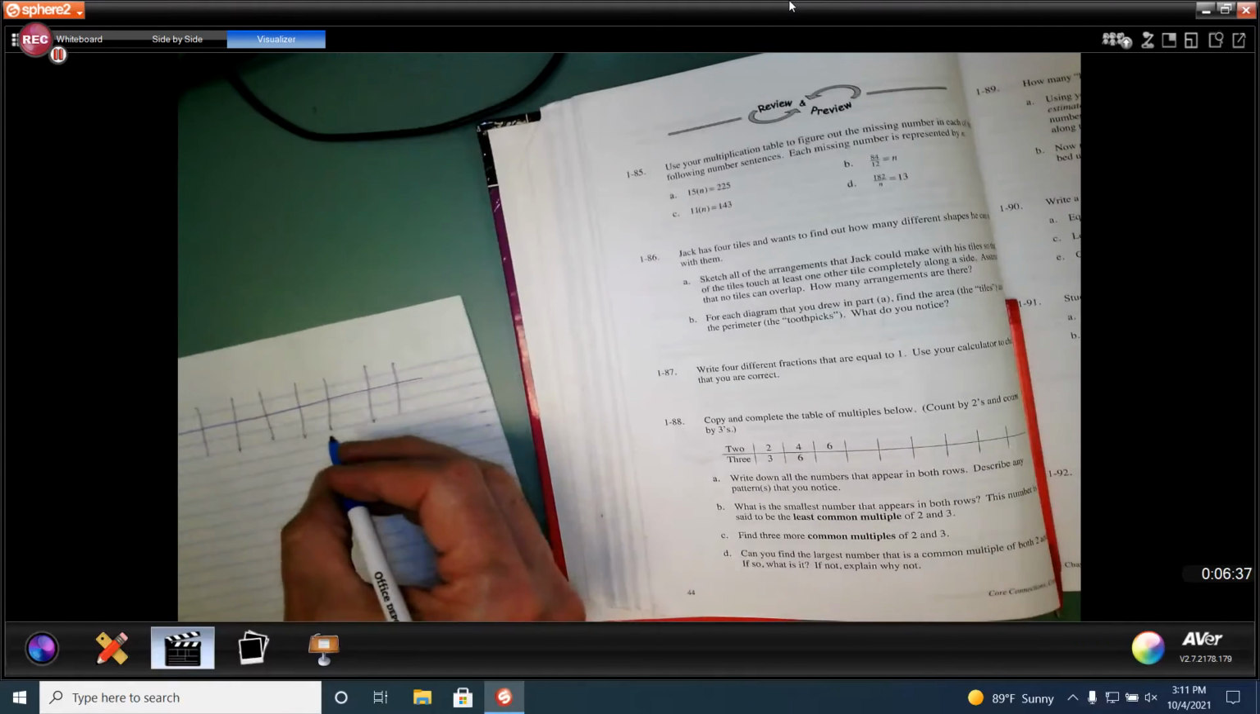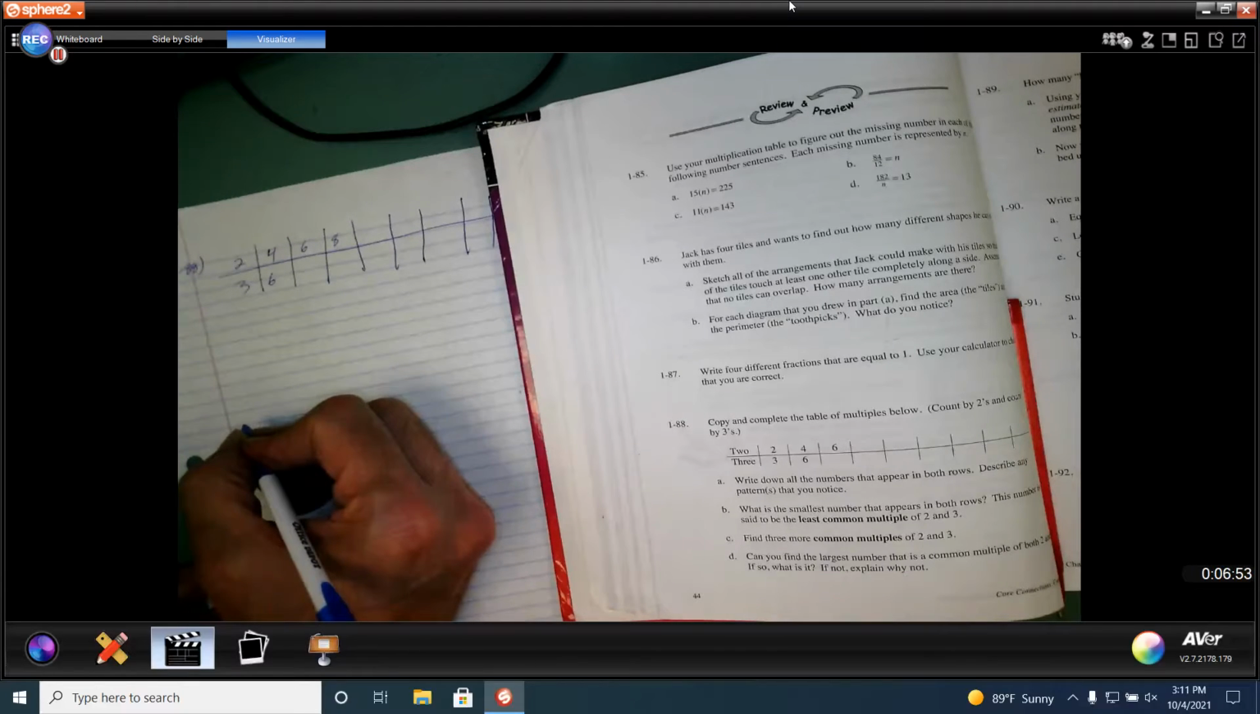Okay? And they go 6. So it looks like the first 9 multiples of 2: 4, 6, 8, 10, 12, 14, 16, 18, right? And then 3, 6, 3, 6, 9, 12, 15, 18, 21, 24, 27, 30.